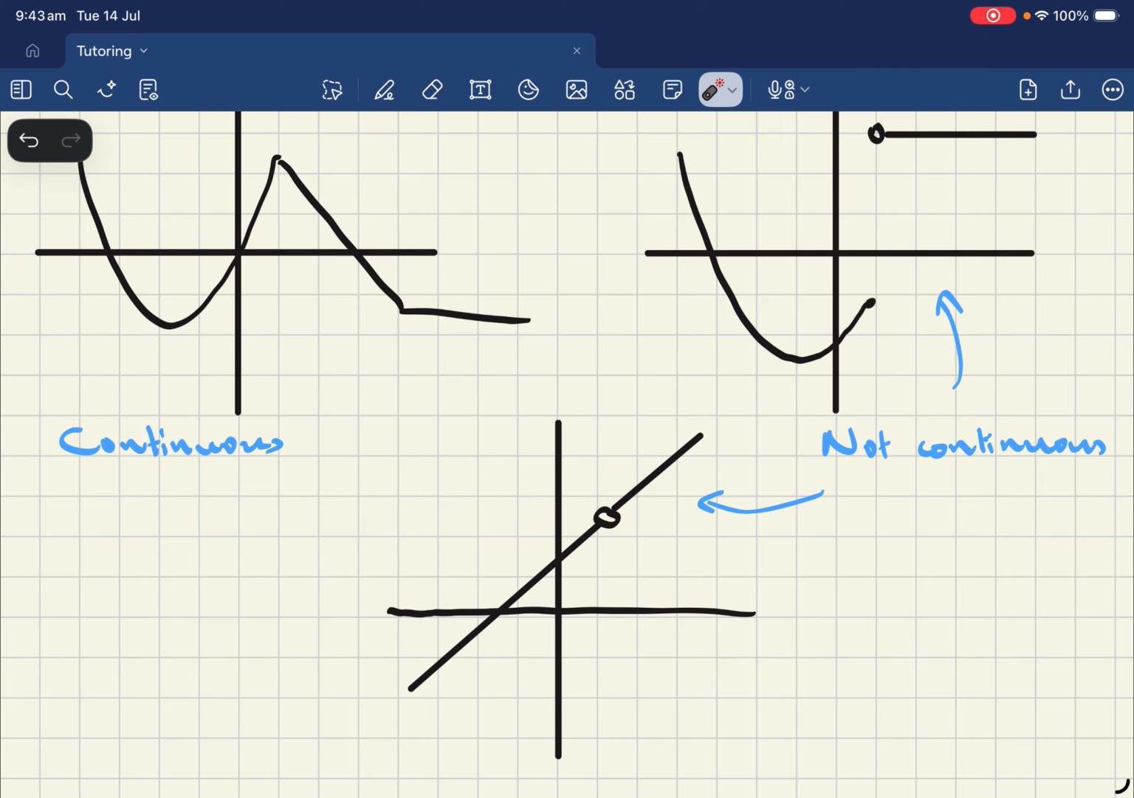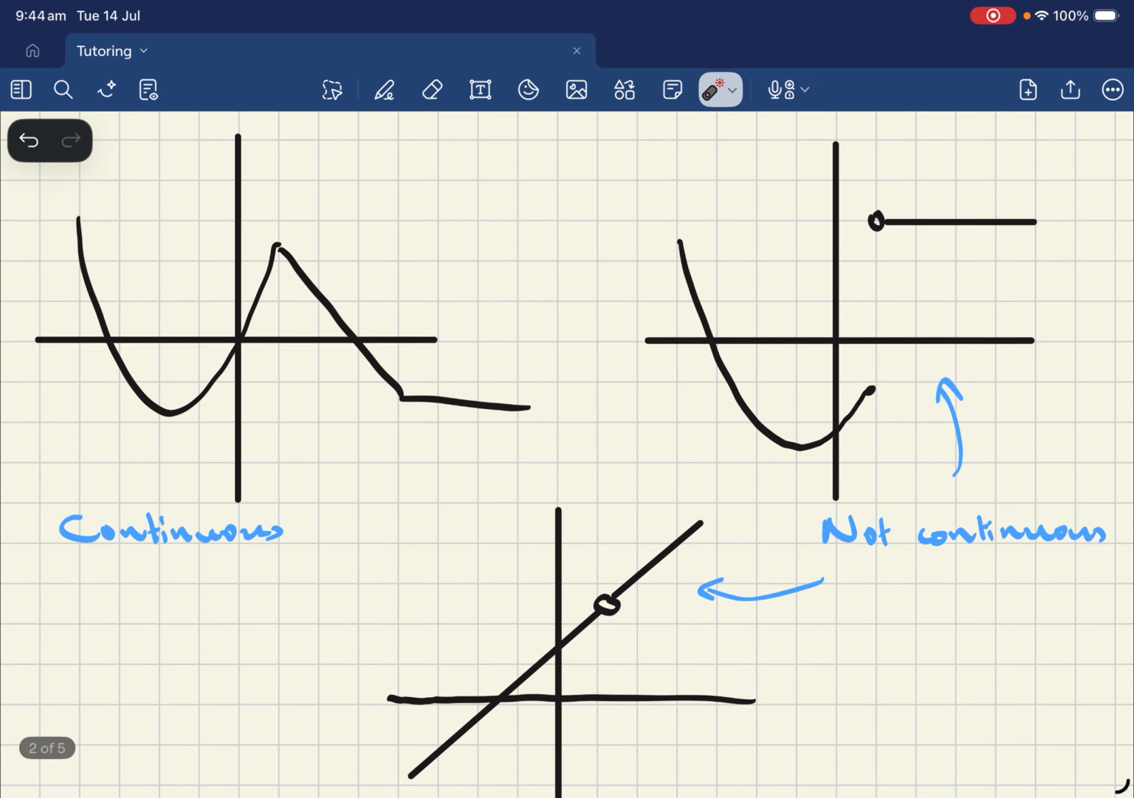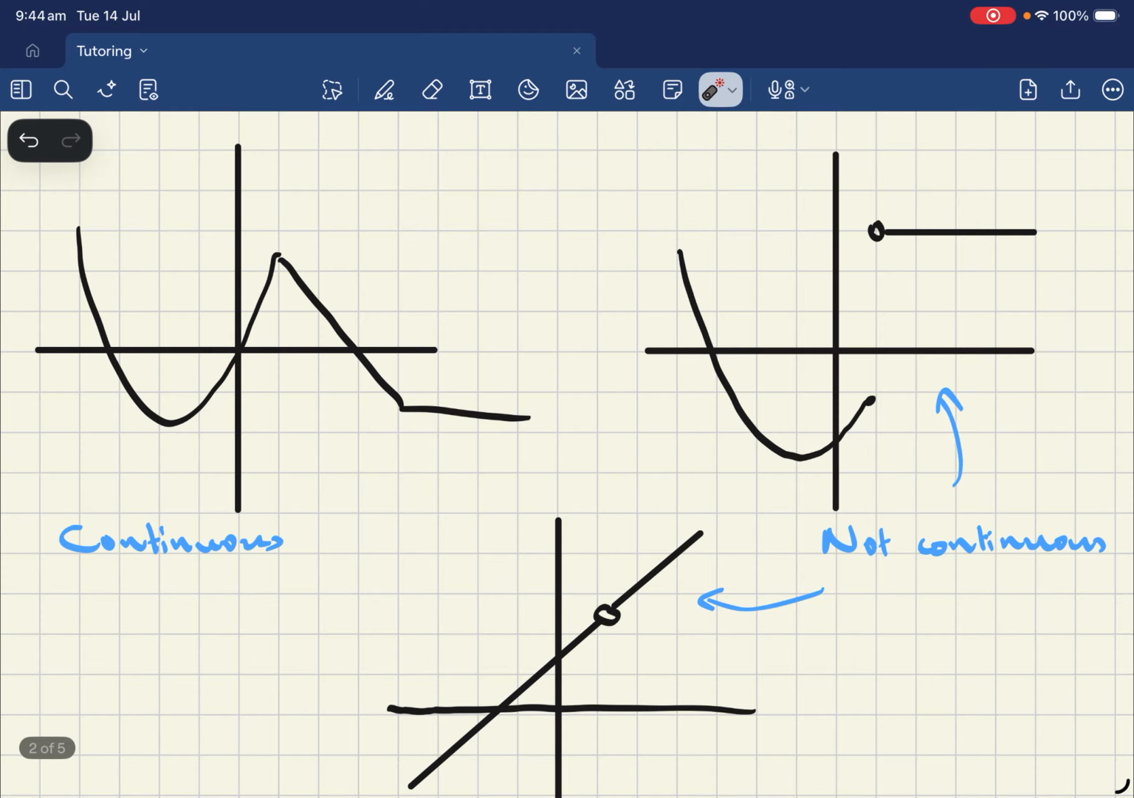This hole is basically a break in our function. There's no value, no output given for this particular input. So the ones on the right are not continuous functions. The one on the left is continuous. These initial definitions are just going to help us when we end up tackling some harder questions later.